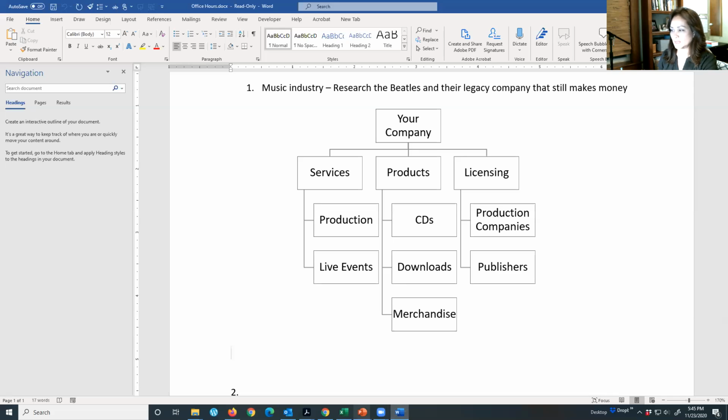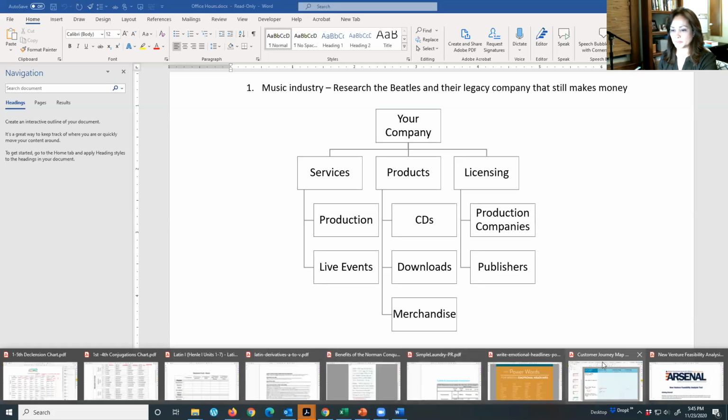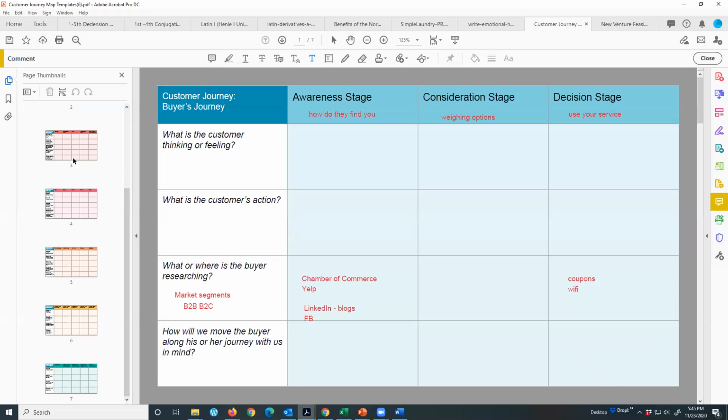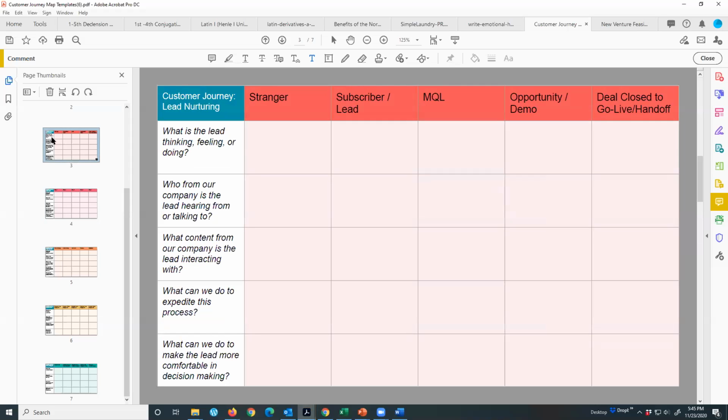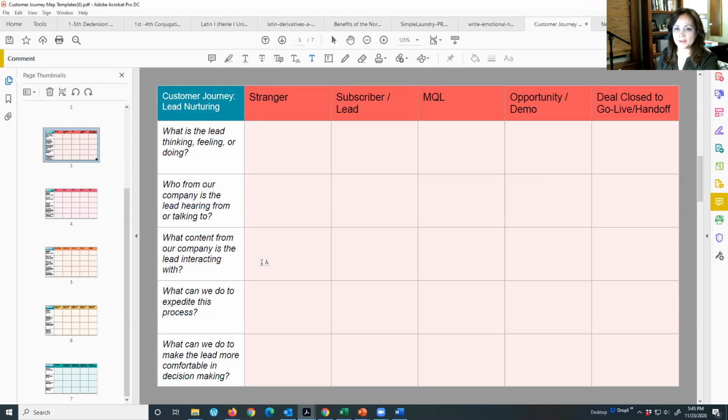Okay, before I forget, because Lola had asked a question about the customer journey map, I want to go back to that. The MQL stands for most qualified lead. So right here, a stranger: how do you move them from being a stranger to a subscriber? A subscriber or a lead is somebody who opts into your website or follows you on Facebook. First they'll follow, and if they like your content, they like what they see, then they'll like. And then they'll move on to being a most qualified lead.